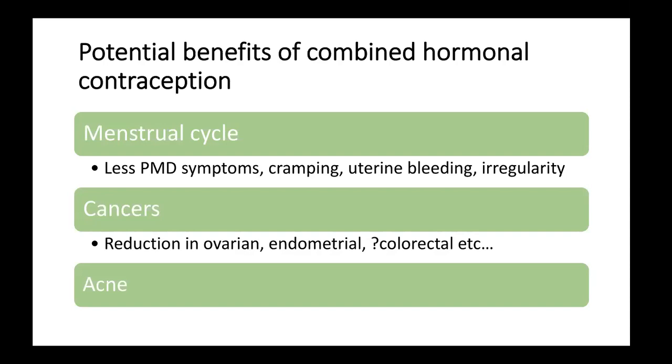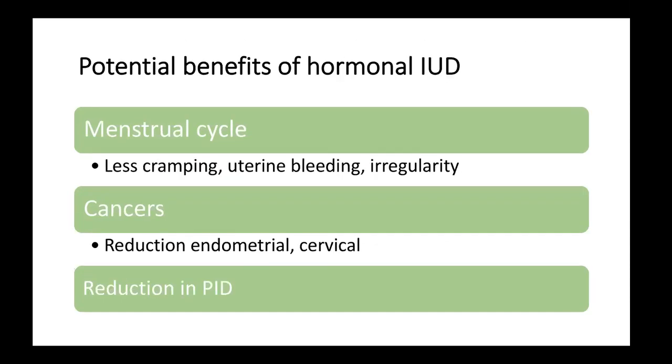And it can also have benefits if a patient has acne. And then for the hormonal IUD, again with the menstrual cycle, it's pretty similar to the combined hormonal contraception benefits. So can help with dysmenorrhea and irregular uterine bleeding. Also helps to reduce endometrial and cervical cancers. And also there seems to be a reduction in pelvic inflammatory diseases.